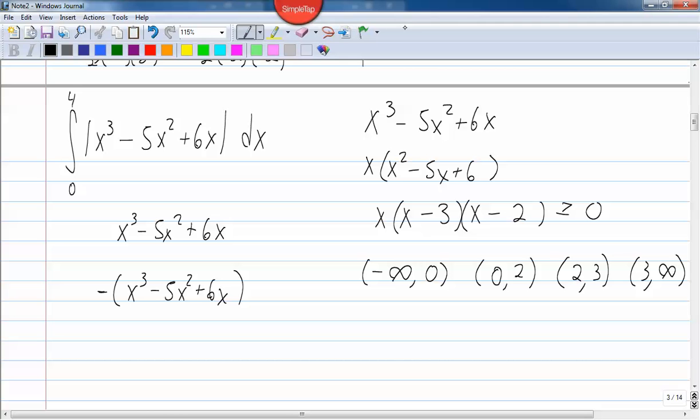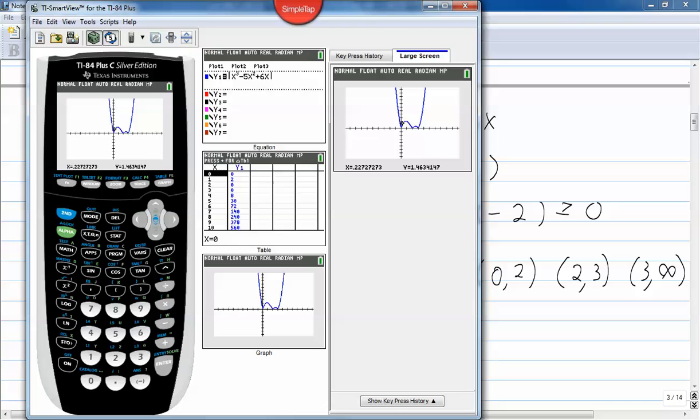Let's go back. That is the integral from 0 to 3. But this is 0 to 4, not 0 to 3. So let's look back at the graph one more time. What I need also, you see there's 3. Look closely. There's 3. There's 4. So if I drew a vertical line here up to where it touches the graph at x equals 4, I want all that area under the curve as well.